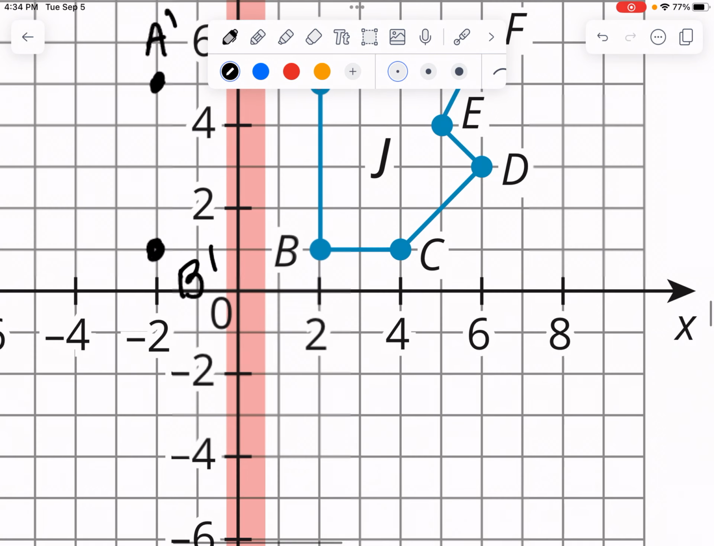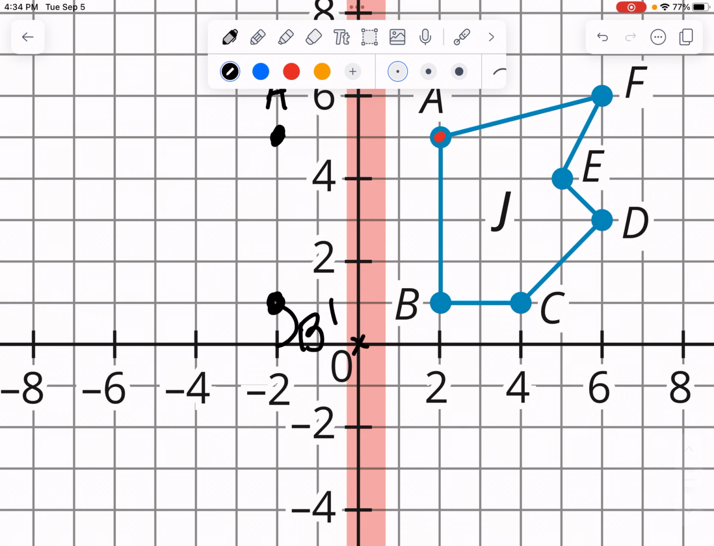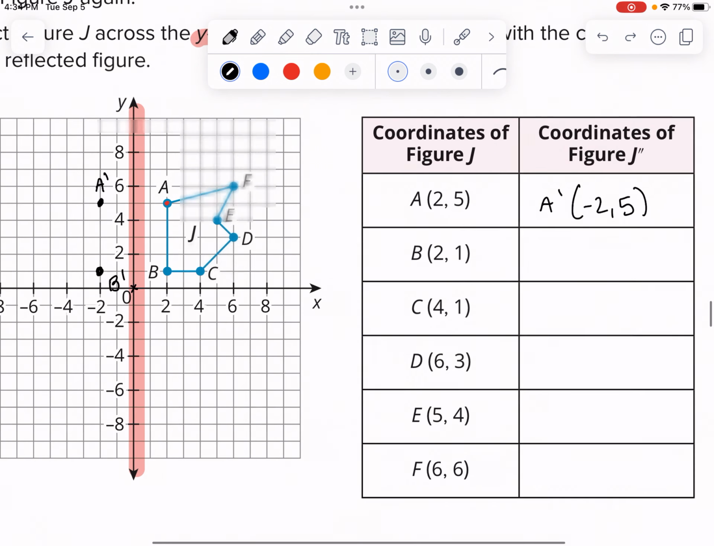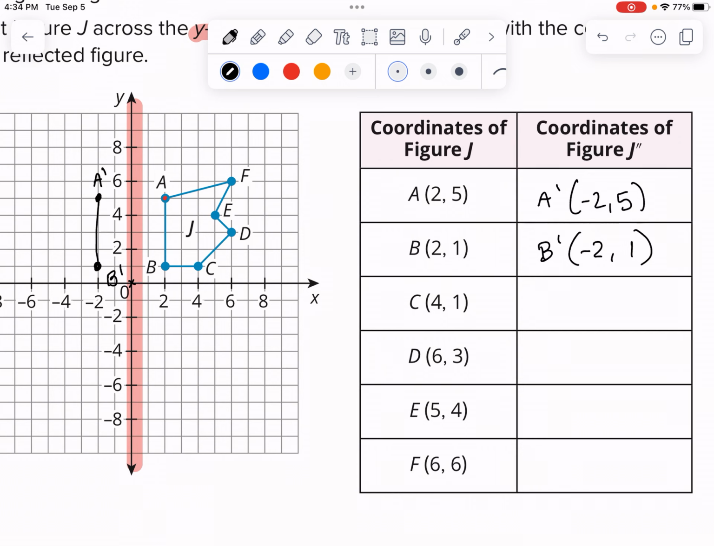That is from the origin. We're going to go left and then right. That is 1, 2 to the left, so that's -2. And 1 up. So that's +1. So -2, +1. All right, let's connect A prime to B prime.